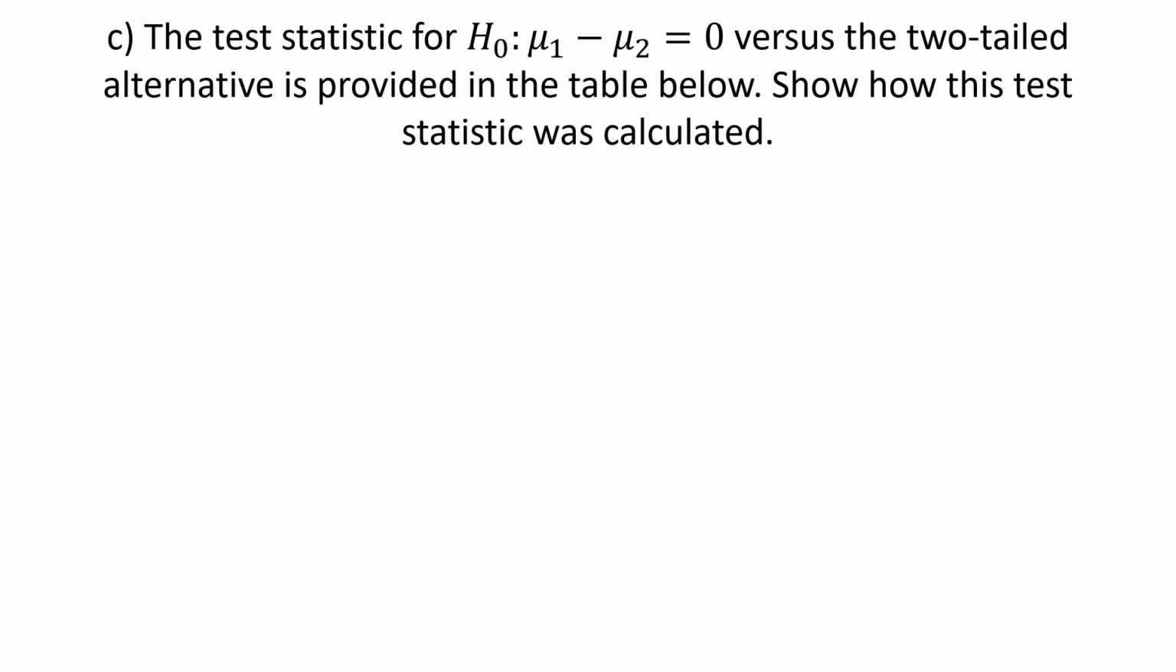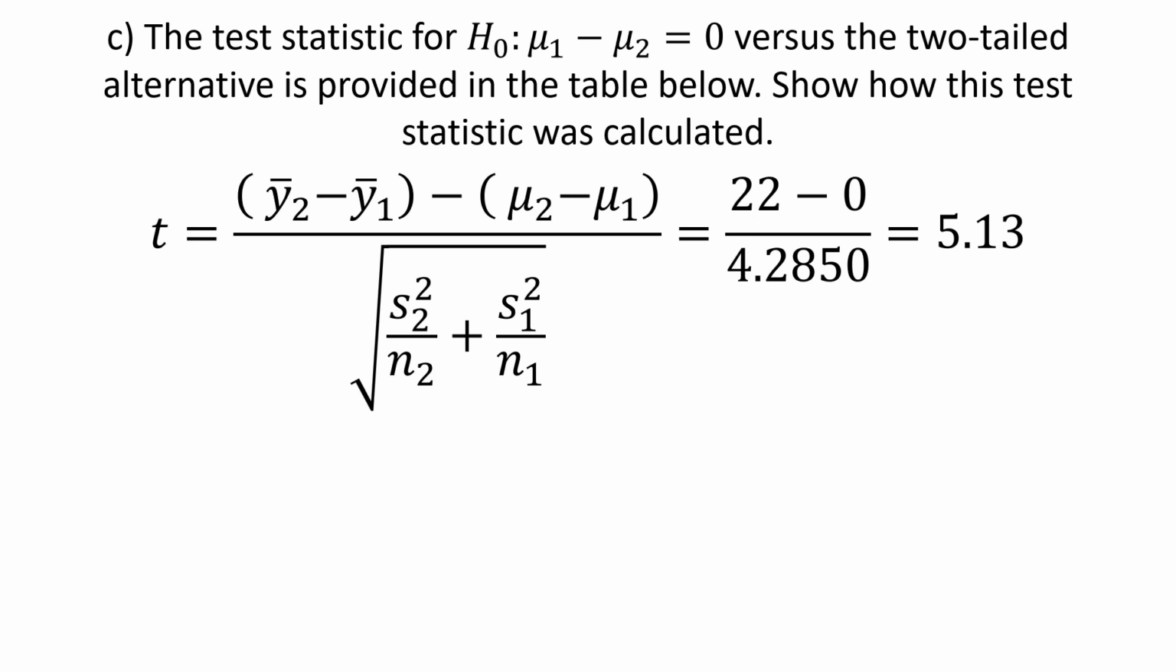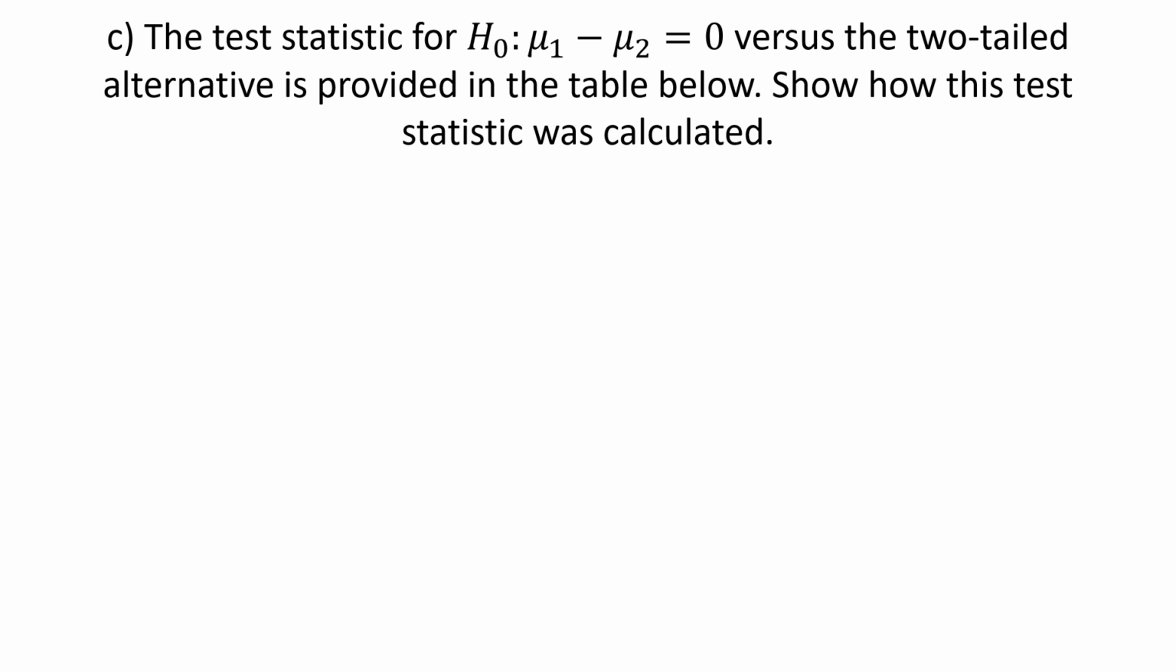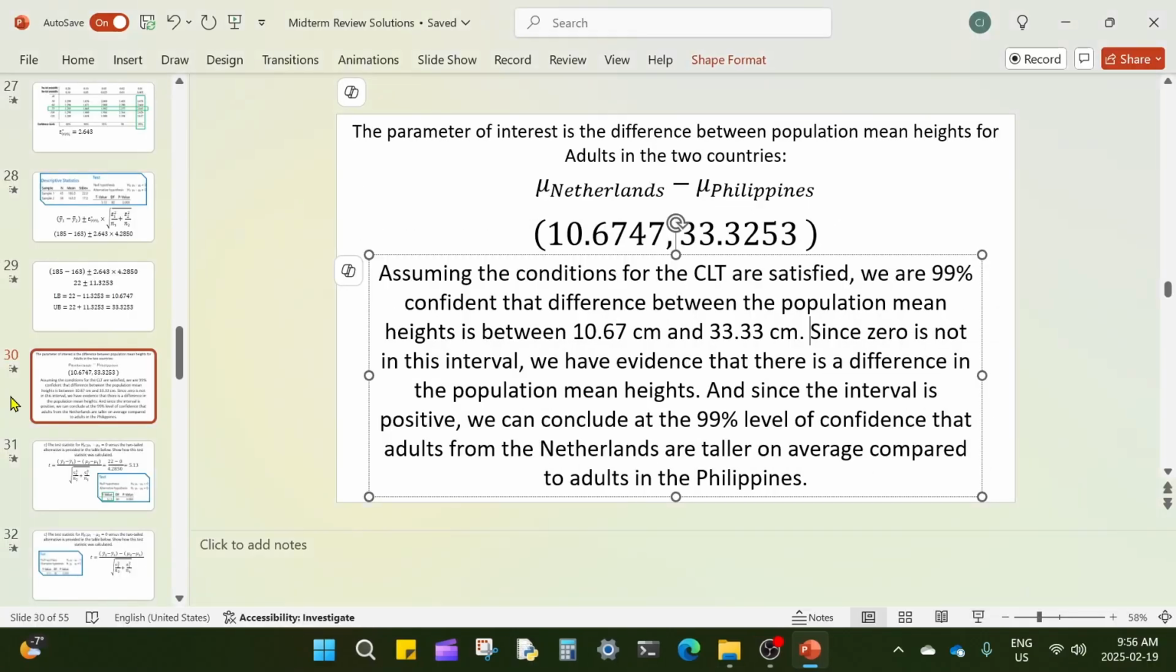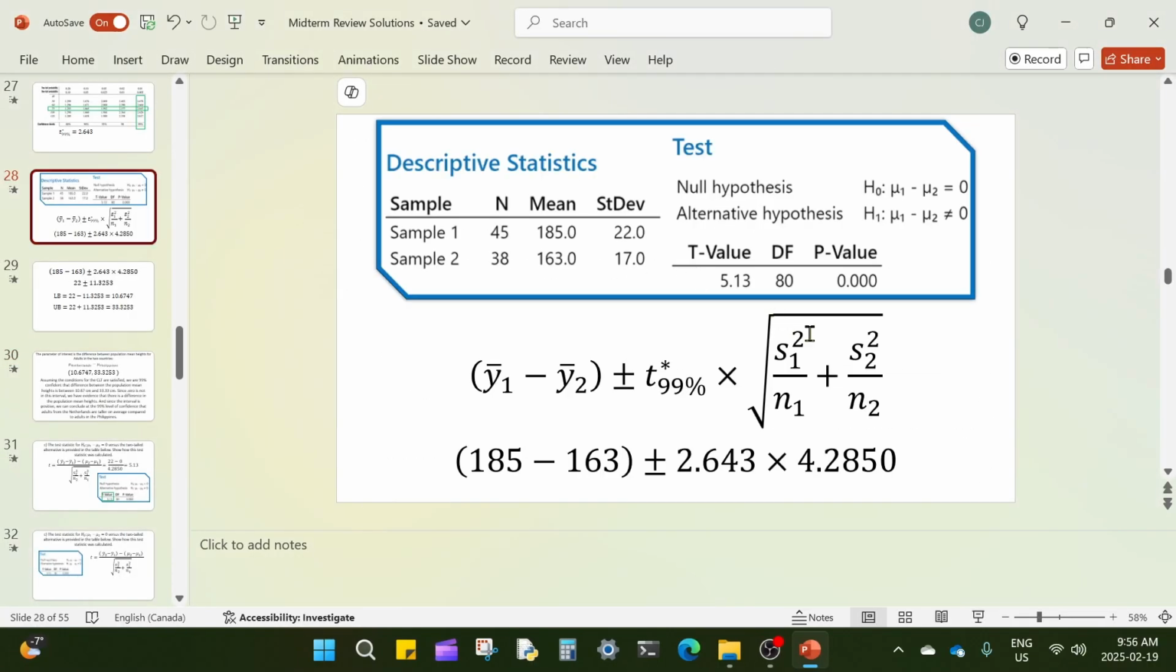Okay, the next question is: the test statistic for the null hypothesis versus the two-tailed alternative is provided in the table, and you're to show how this test statistic was calculated. I said the table below, right? Anyway, you've seen the table. If we just go back to that for a minute, you can see the test statistic is here. It's the t-value. And we're going to show how that test statistic is calculated.